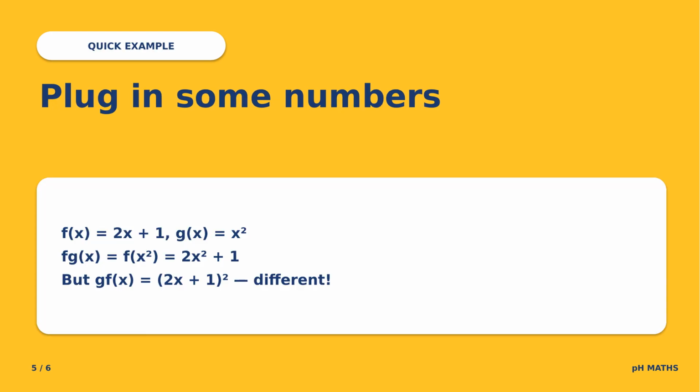Quick example: f of x equals 2x plus 1. g of x equals x squared. So fg of x equals f of x squared, which equals 2x squared plus 1. Now if you reverse it, gf of x equals g of 2x plus 1, which equals (2x plus 1) all squared. Completely different result. Order matters.